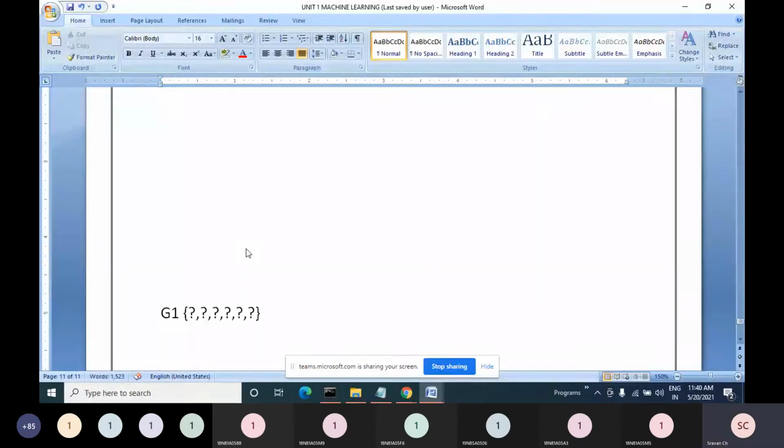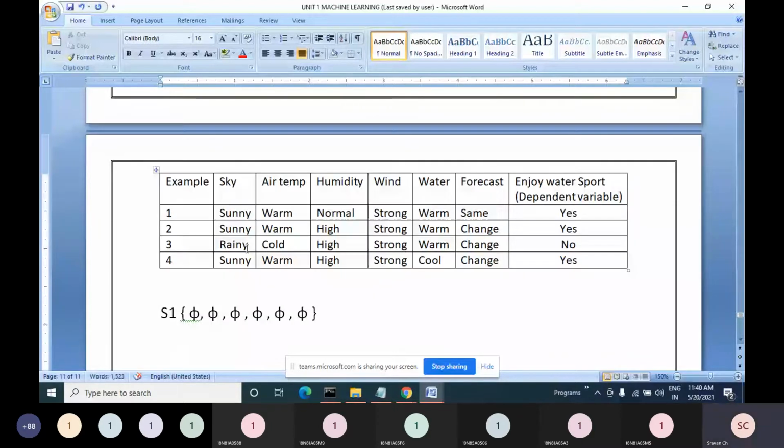Question marks mean most generic. Question mark means anything is allowed in that particular place. 6 parameters we have. G1 is the most generic hypothesis, which says anything is allowed, so that the outcome is positive and my friend can enjoy water sport. So question mark means anything is allowed, and null value means nothing is allowed. So initially we will go with the most specific hypothesis as null values, and the most generic hypothesis filled with question marks.